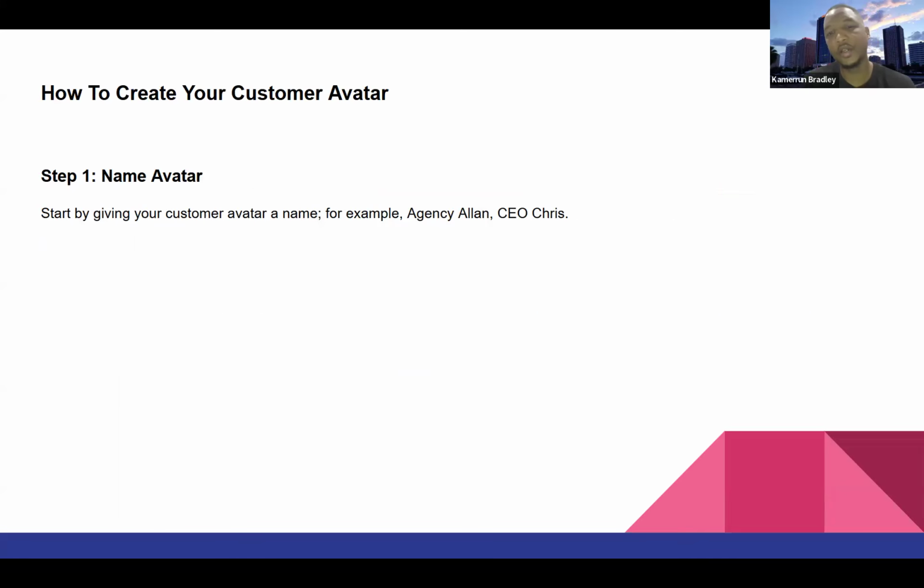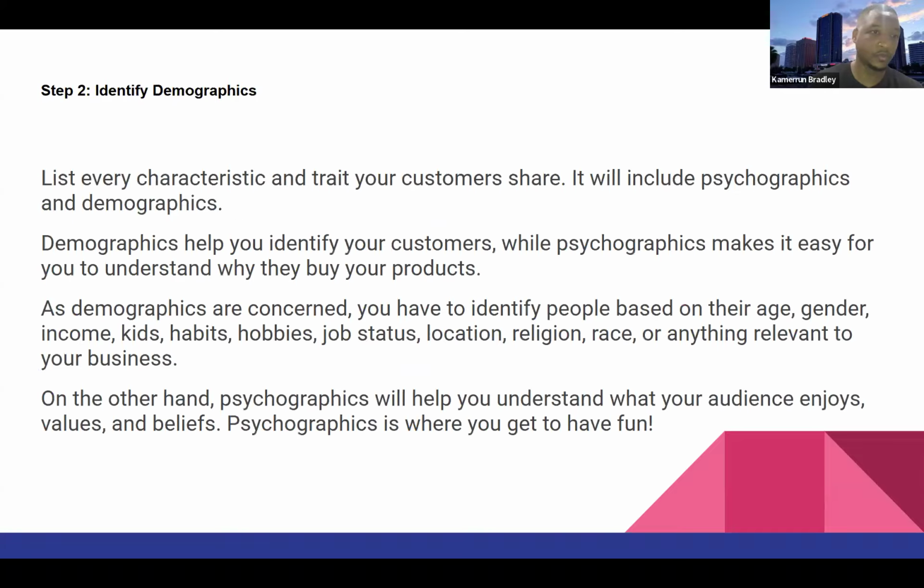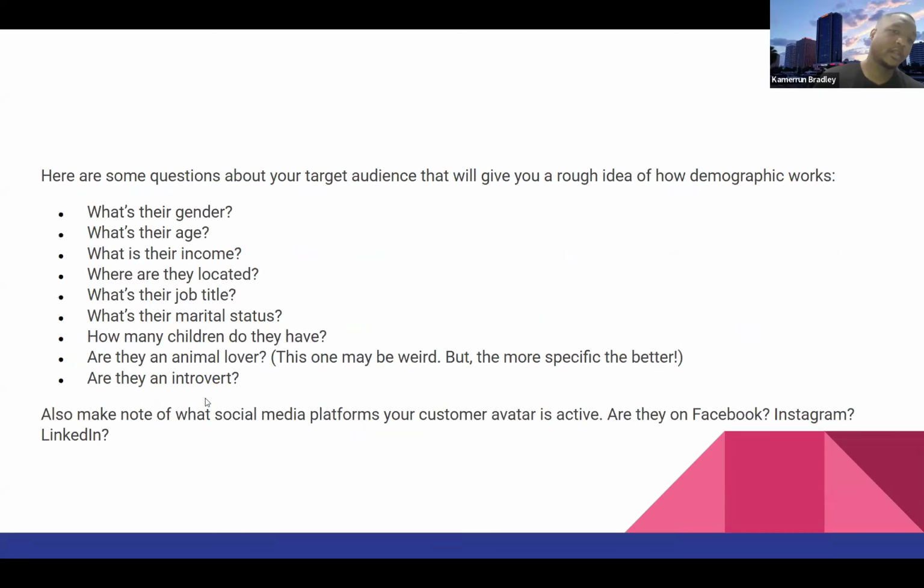All right, so first you start off with a name. So we'll say mine's credit, so we'll say Credit Chris. Credit Chris, Credit Cindy. That sounds good. Man and woman. All right, you're gonna identify the demographics. So their psychology, where they live, hobbies, do they have kids, their race, their religion. I know it sounds like a lot, but it's gonna make sense when I show you. So these are the questions you need to ask and answer.